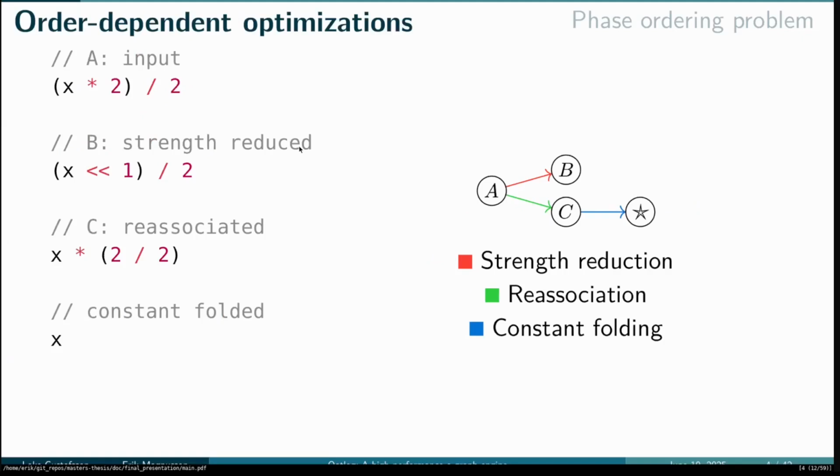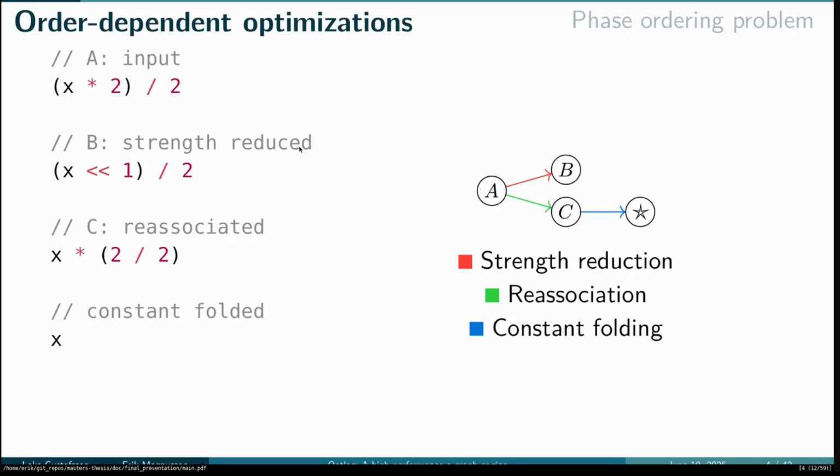Here is another example where our program is x times 2 divided by 2. We can optimize this, but here we can actually optimize it in 2 different ways. This node A can be optimized in different ways. If we take the multiplication by 2 and replace it with a left shift by 1, thinking about the number as a binary number and adding a 0 at the end, that's multiplying by 2. That's equivalent, and maybe for some architectures it is cheaper to compute. So this is an optimization.